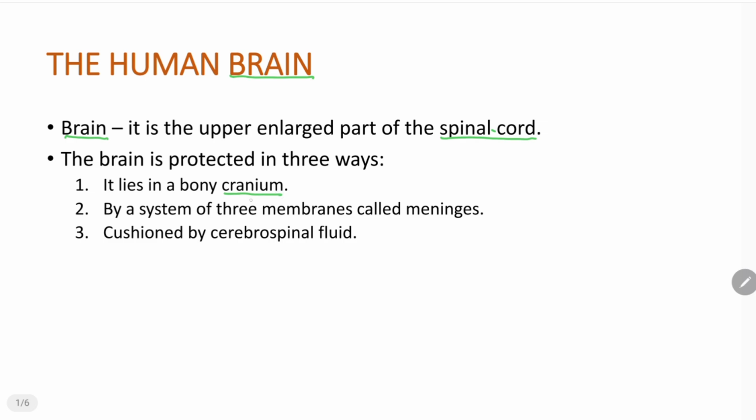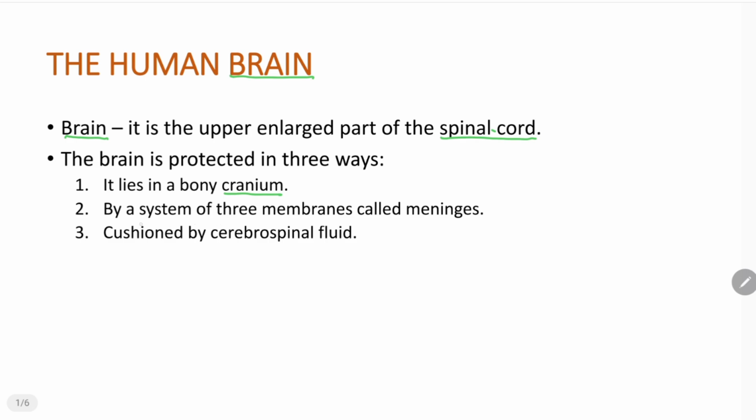So, the area of the skull where the brain is located is referred to as the cranium. Now, it is very important to be able to differentiate between the cranium and the skull. This is simply because in this instance, the two words are not interchangeable. It is not acceptable to say that the brain lies in the skull. You must be specific that the part of the skull specifically responsible for protecting the brain is this part that is referred to as the cranium. Hence, we are going to say that way number one in which the brain is protected is that it lies within this bony cranium. That is way number one.